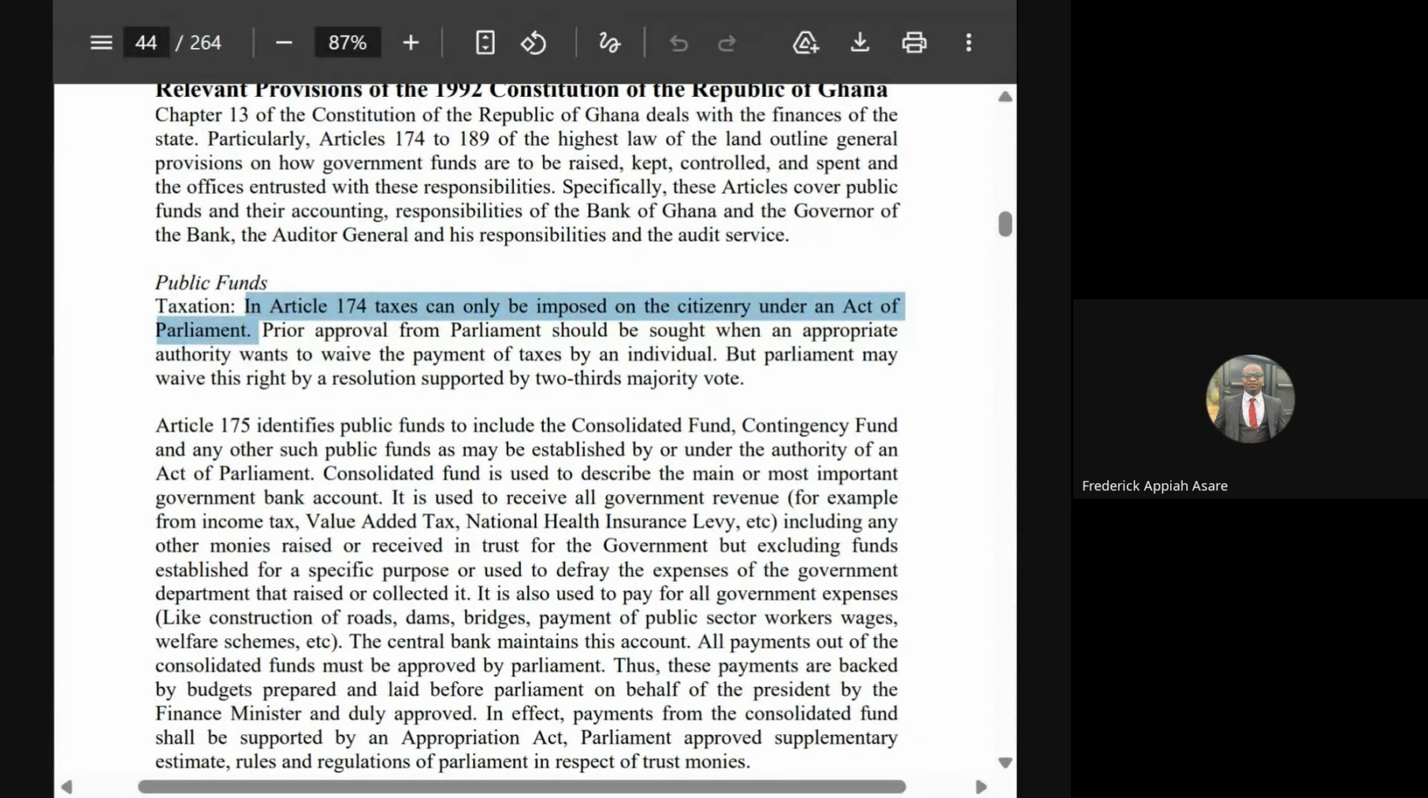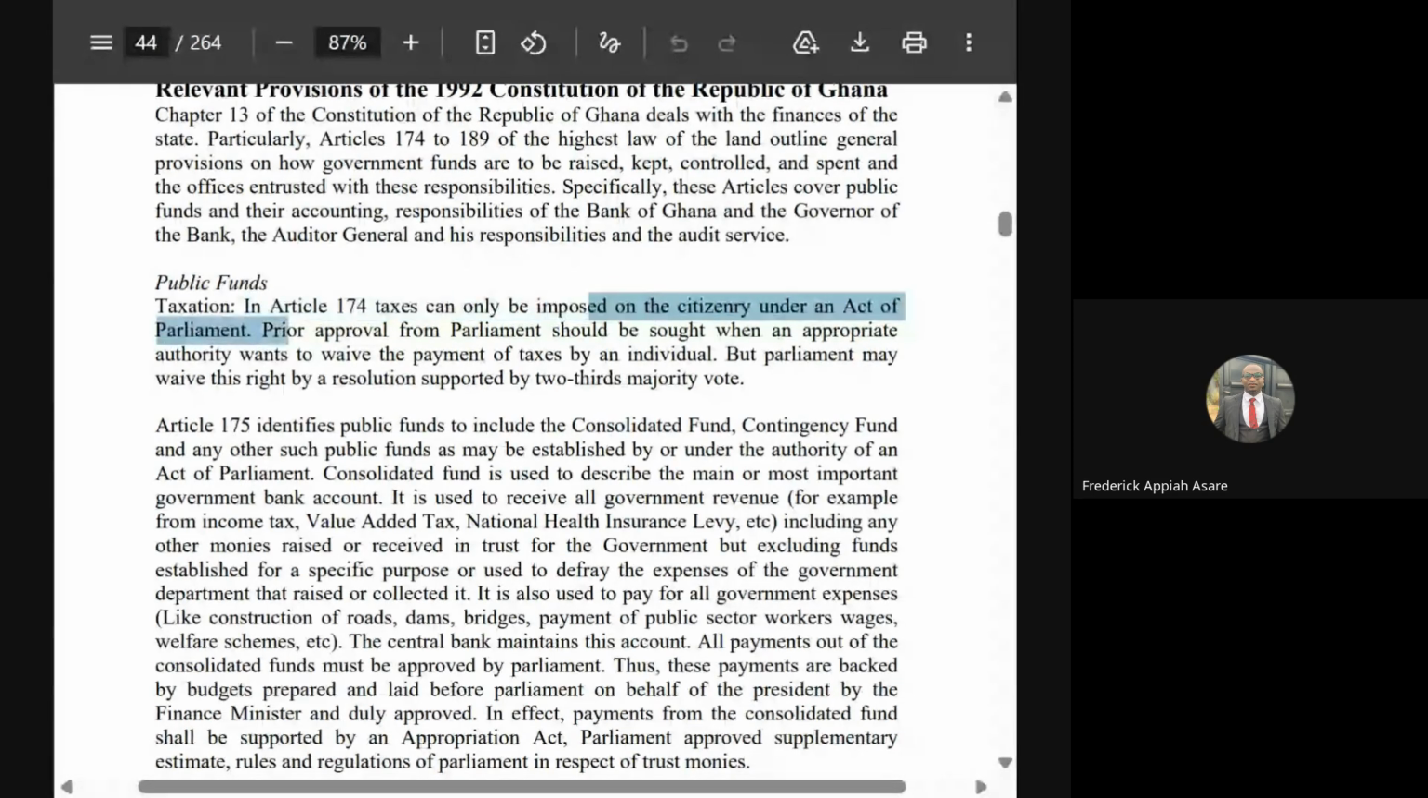During the e-levy, the then Minister of Finance presented the budget at the Parliament. They debated over it, approved. As soon as it was approved, it became a law. It became a tax law.